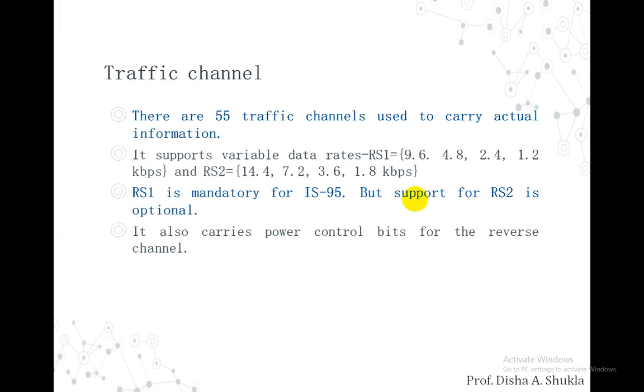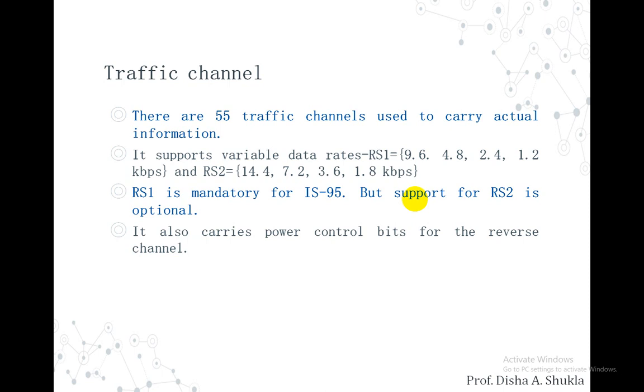The next is the traffic channel. There are 55 traffic channels that are used to carry the actual information. Now we have seen the different channels: the pilot channel for carrying some pilot data, and the sync channel for synchronizing the data. Then this is the actual channel, the traffic channel. It will be carrying the actual data that we want to transmit.